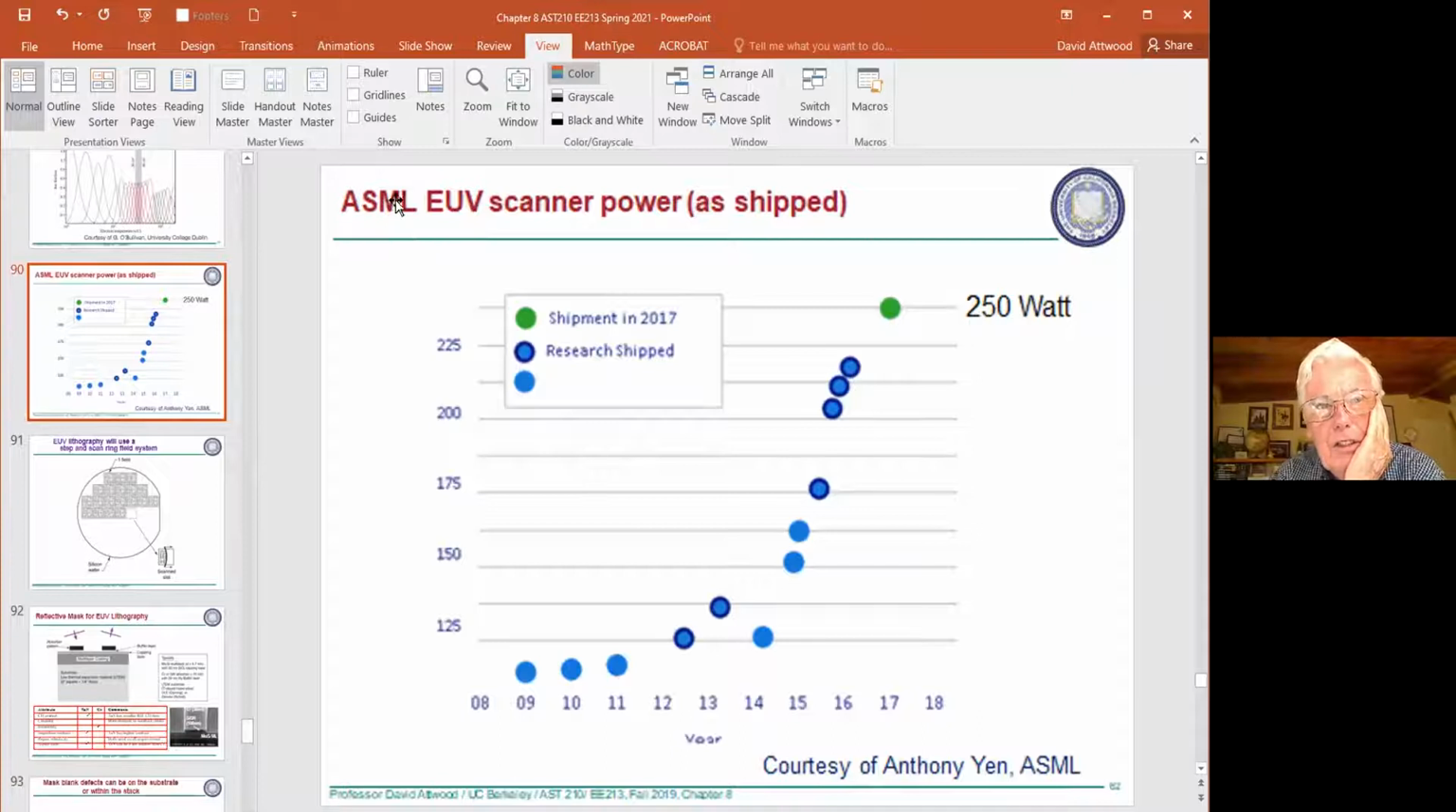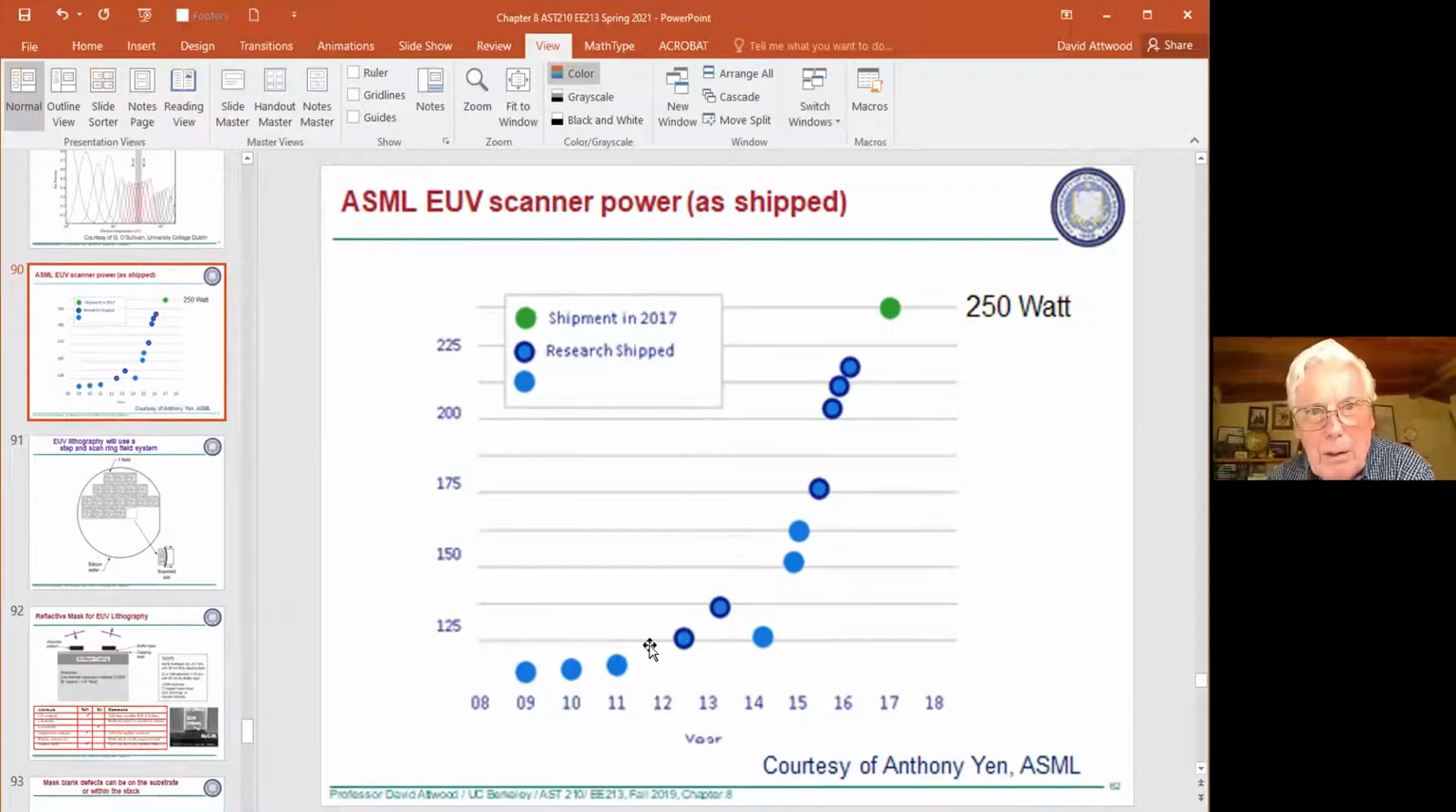ASML is the Dutch company that made that small bus, which we call the scanner, sometimes called the stepper, okay? This is the ASML scanner. This shows how many were being shipped as a function of time. This is courtesy of the man I told you about, Tony Yen, who's currently at ASML, but he was a key person with this breakthrough on the power. And this is as a function of year.